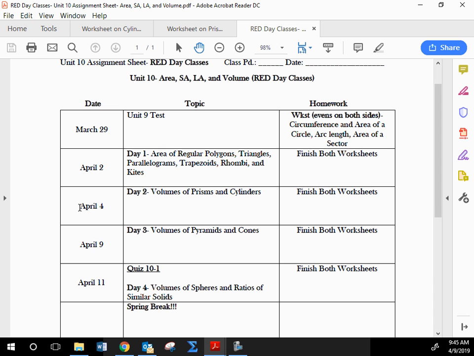Program. Okay, so last class, we learned prisms and cylinders. And this class, we finished that for homework. And then today we're learning pyramids and cones. Now, again, you need to commit all these formulas to memory. But fortunately, our formulas today, pyramids and cones, are based upon what we learned last class.